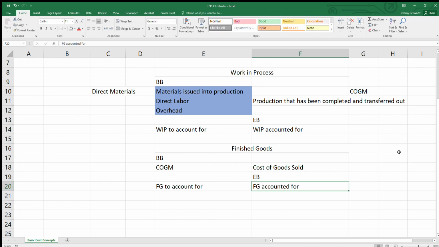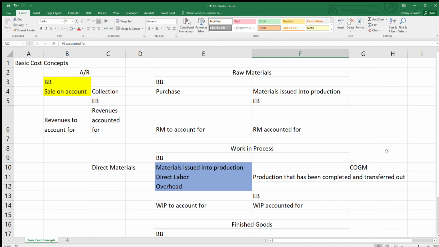So when we deal with these inventory accounts, we always have these bumpers, I guess. If anybody has done bumper bowling, we have these concepts of to account for and accounted for as our way of being able to detail the balance sheet accounts and work our way through. So this is a brief introduction on that. I'll work through a problem here as well.